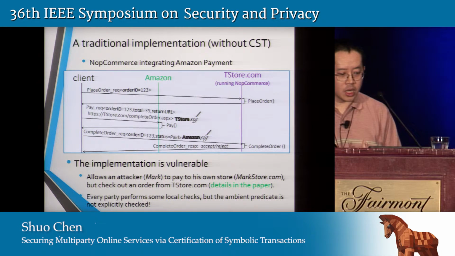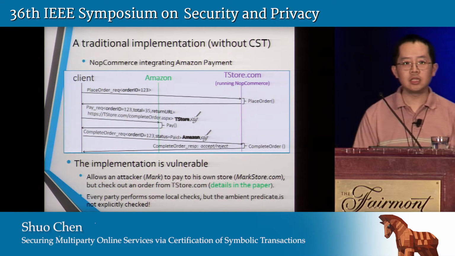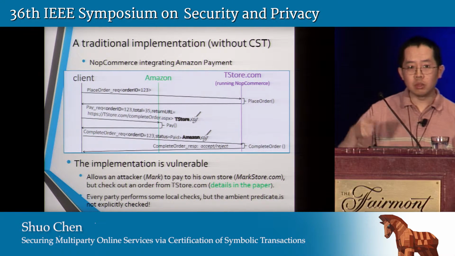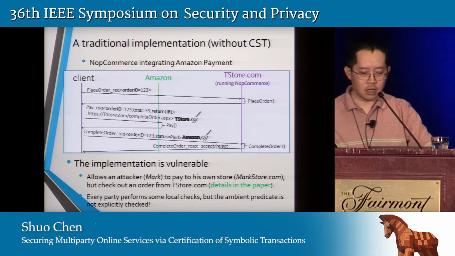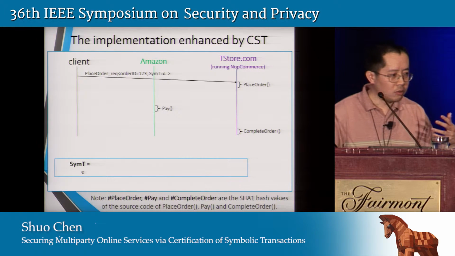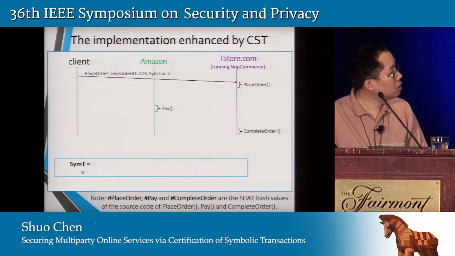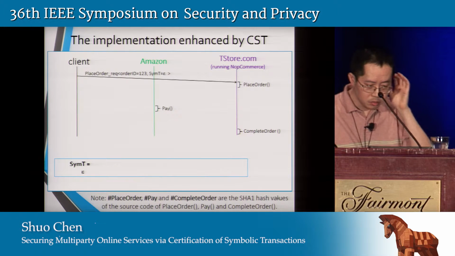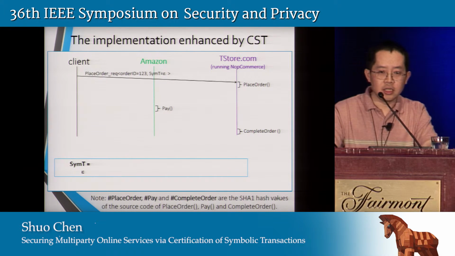So wouldn't it be great if we can enable developers to explicitly check the ambient predicate? That will make sure that we have an end-to-end safety. So here comes our CST implementation. The only addition that CST introduced is a message field called SymT, or symbolic transaction. And initially, SymT is empty.